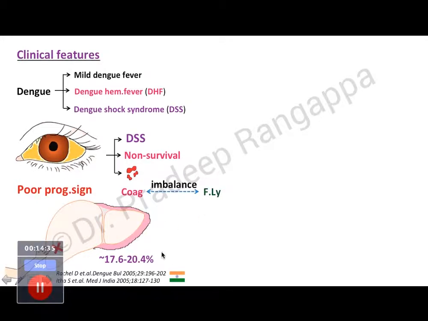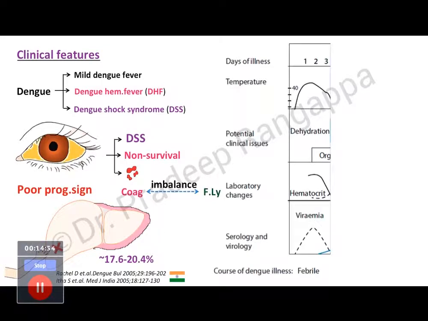And this was a study from an Indian group where they showed 17.6 to 20.4% of the patients can have hepatomegaly and can have tender hepatomegaly. So you can have tenderness because of this. So for the trainees, if you want to know, 20% of dengue patients can have tender hepatomegaly. And this is a typical WHO staging of the dengue disease.